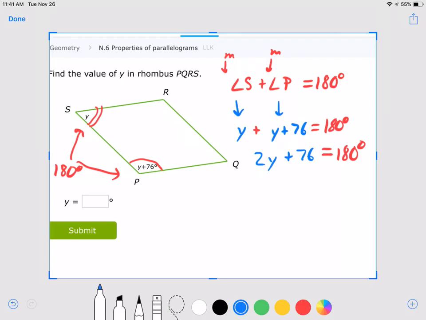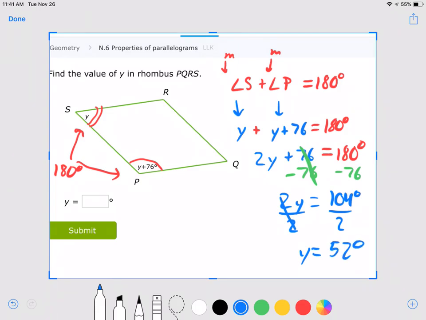And then we're going to subtract. We have to isolate the y. We have to subtract the 76 first. Subtract 76, so we get 2y equals 104. And then divide by 2, this cancels out, and we get 52 degrees. Well, sorry, y is 52. They even put the degree symbol here. I won't worry about that, that's fine. 52.